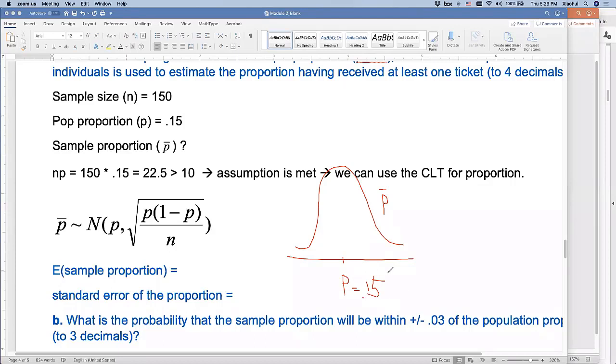It could certainly be centered at 0.15. It can be any real number. So the center of this bell curve is 0.15, and so the expectation is just 0.15. The standard error of the proportion is nothing but this square root number. You're gonna plug them in.